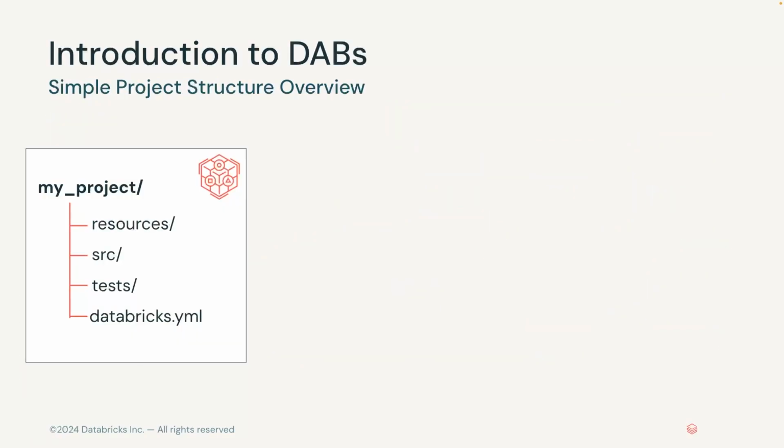Now that we have a good overview of the CI/CD process, let's dive into a typical simple project structure for your bundle. In your project folder, you'll want to create multiple subfolders to organize your assets. A simple project structure should start with your project folder, followed by various folders and files such as resources, SRC, tests, and a main Databricks.yaml file. These folders may contain additional subfolders to store specific files.